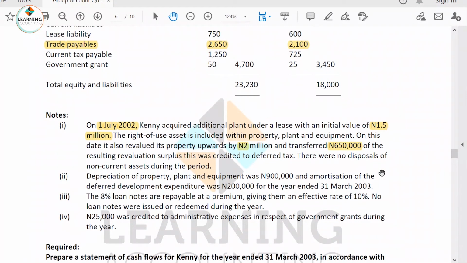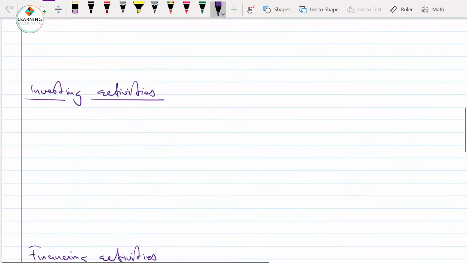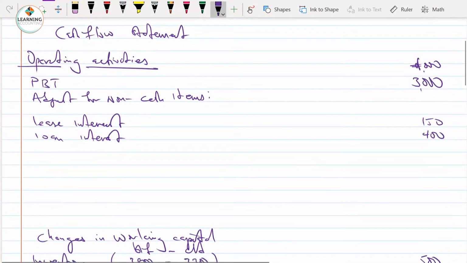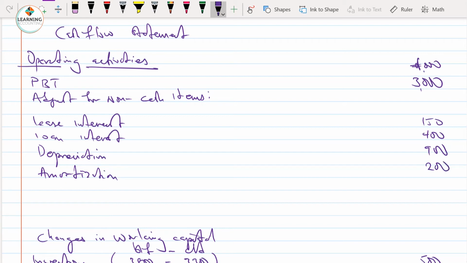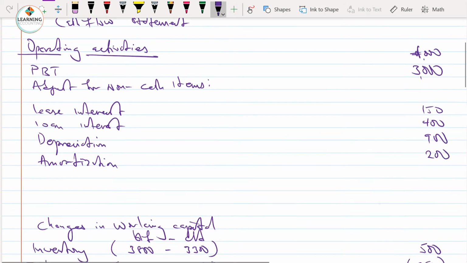The next paragraph said depreciation of property, plant, and equipment was 900, and amortization of deferred development expenditure was 200 for the year ended. In that light, this takes us to our operating activities. We have depreciation, 900, we are adding back because it's non-cash. We have amortization, we have 200, we are also adding back because it's non-cash.